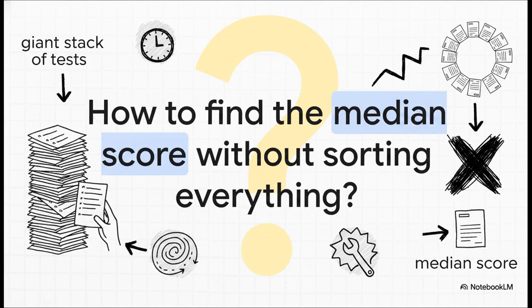To really ground this, let's imagine a concrete scenario. Picture a giant stack of tests from a massive university class. You need to find the exact median score. The student who did better than exactly half the class but worse than the other half. Now, your first instinct might be to just sort all the tests from highest to lowest and pull the middle one, right? But sorting every single paper just to find that one middle score, that is a massive waste of time and computational power. And that introduces the core challenge we're tackling today.